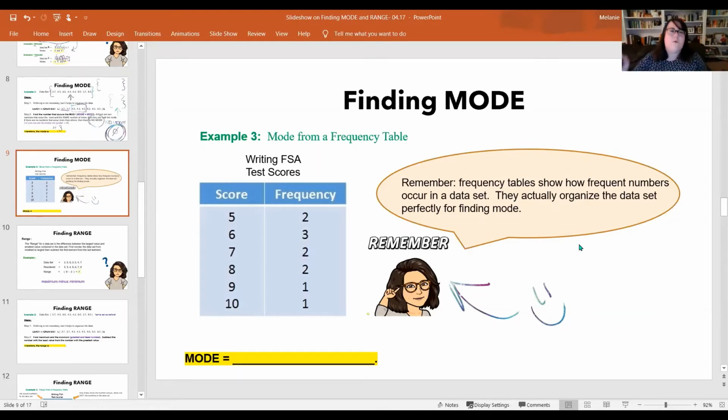So here are writing scores for the FSA. I always read every little bit of this. So here are the scores. People can score between 5 and 10. And then here is the frequency.